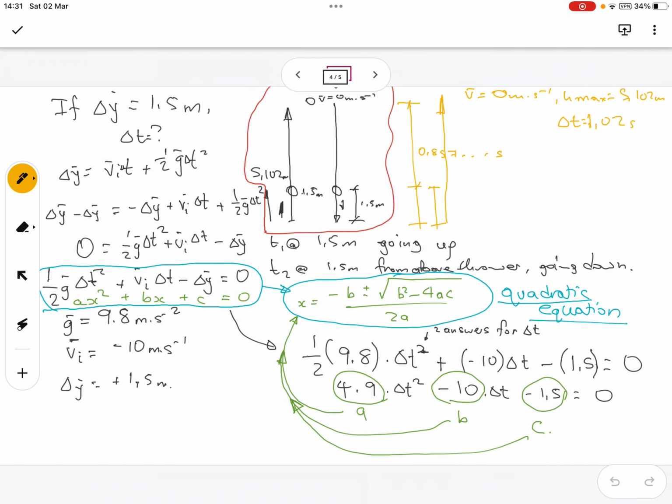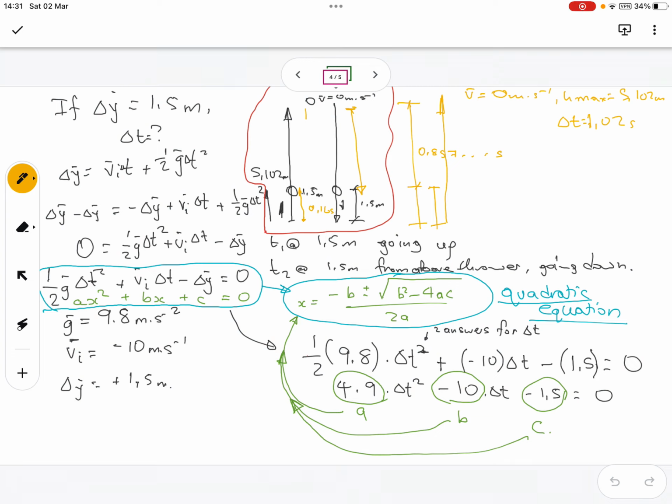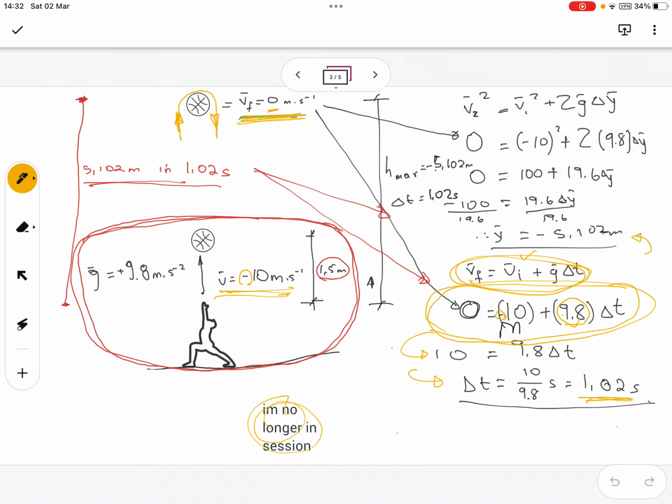And in the same breath, if it's going to take us 1.02 seconds to travel 0.16 meters above, then it would take 0.16 seconds to travel from the release to the first 1.5 meters. That's 0.16 seconds. Now, after traveling a total time of 1.02 seconds to the top, if we add 0.857 seconds to that travel time, then we get this amount, which is 1.88 seconds. And in 1.88 seconds, the ball will be back at 1.5 meters above.